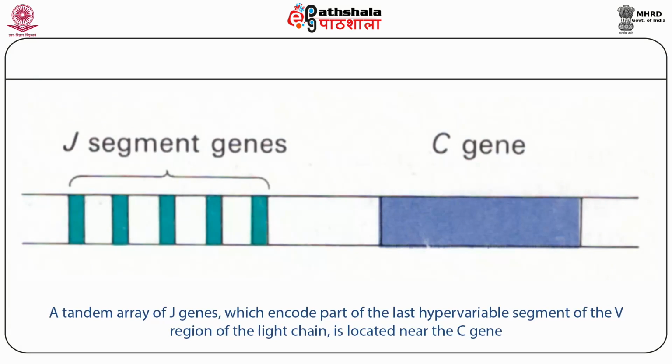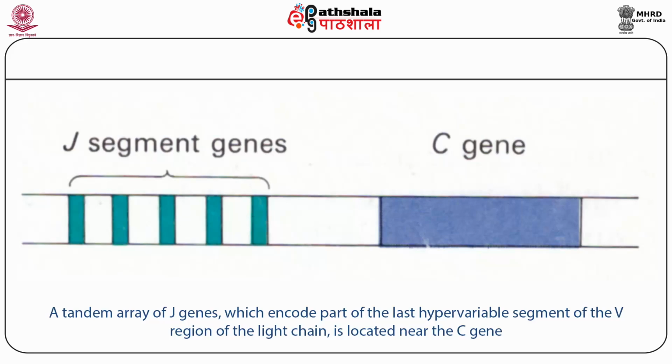The missing encoding DNA segment turned out to be located near the C gene. As it joins the V gene and C gene, it was called the J gene. It was found that a number of J genes were there near the C gene in the embryonic cell.